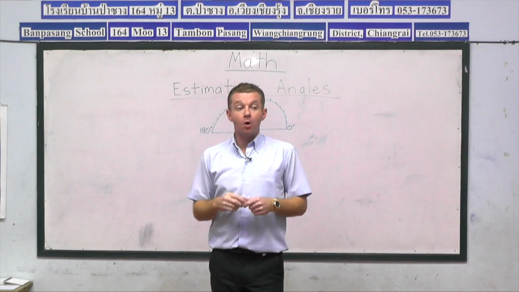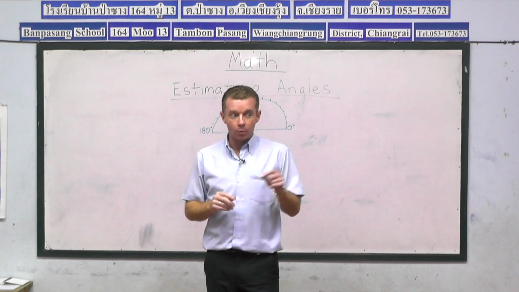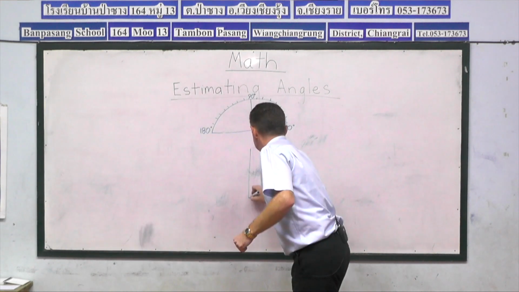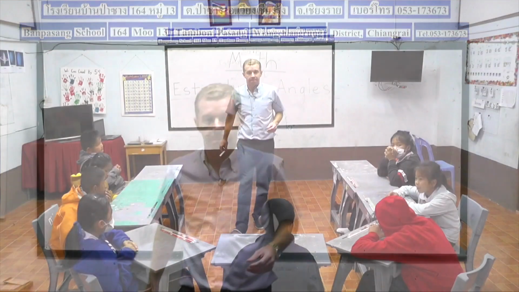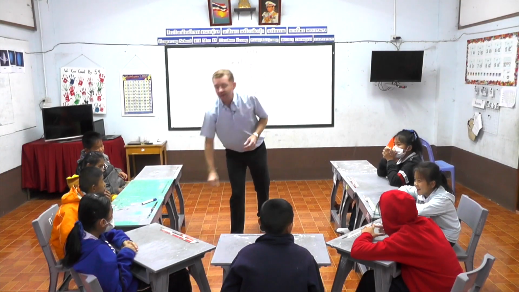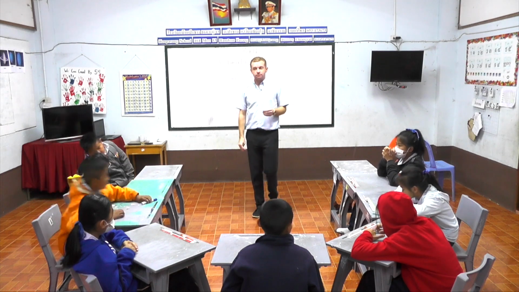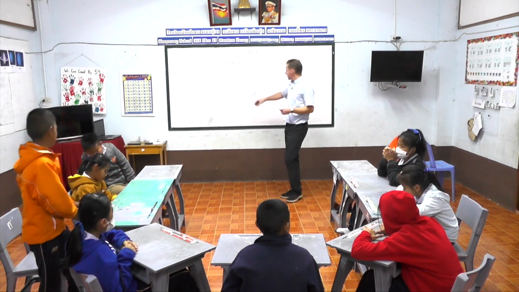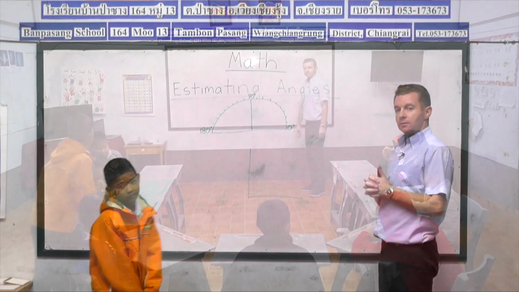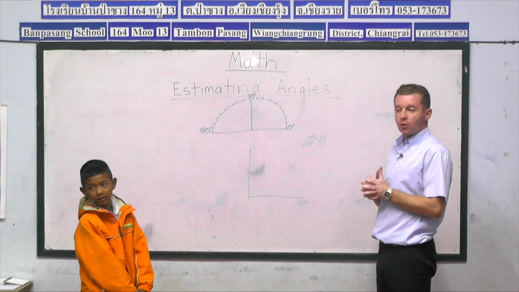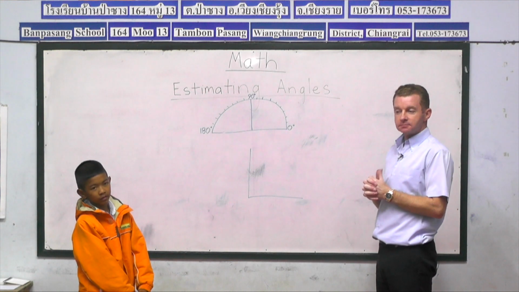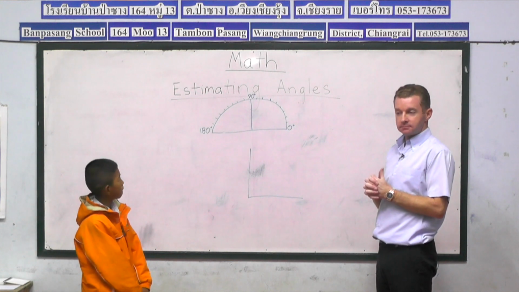Let's do a couple more before you have to do it yourselves with the worksheet activity. And now, Pat's turn. So Pat, come and have a look at the angle I've drawn on the board here. What do we think of this angle, guys? Is it more than 90 degrees or less than 90 degrees? Or is it the same?